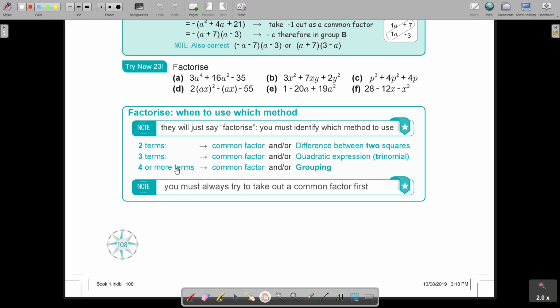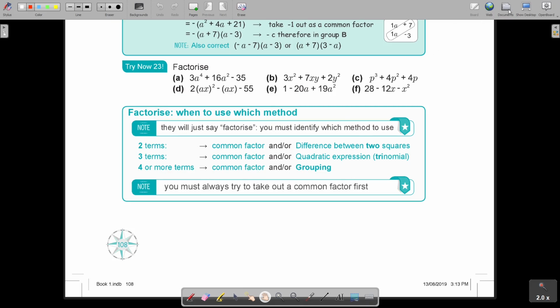I'll take you now to the correct one. This summary is very important to identify which one to do. If it's two terms, always see if you can take out a common factor, and then if you can, go further into difference between two squares. If it's three terms, first common factor and then further into trinomial. If it's four or more, common factor, grouping. Usually this is where you take out a common factor out of two terms, a common factor out of two terms, and then take a bracket out as a common factor. So just make sure that you always first go for the common factor.